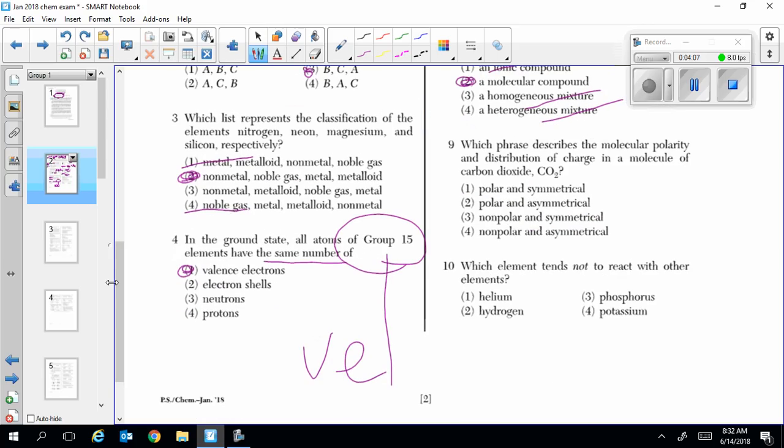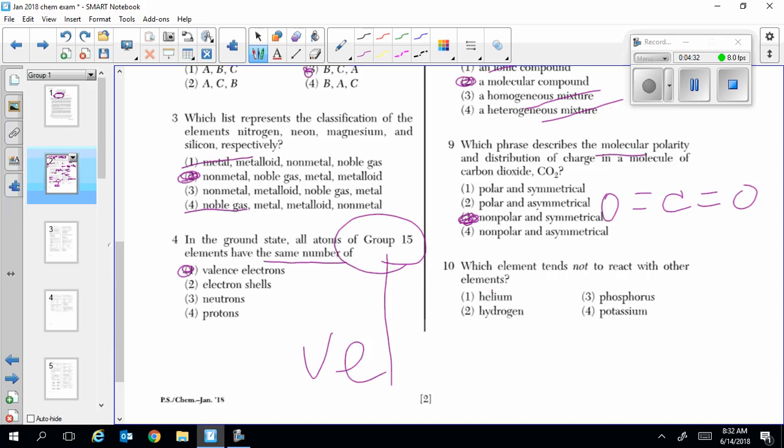Which phrase describes the molecular polarity and distribution of charge in a molecule of carbon dioxide? So they're asking me about the polarity of the molecule, so I should draw it. Carbon dioxide looks like this. It is a very even distribution of charge, and it is very symmetrical. So if it has no pull, it's non-polar and symmetrical.